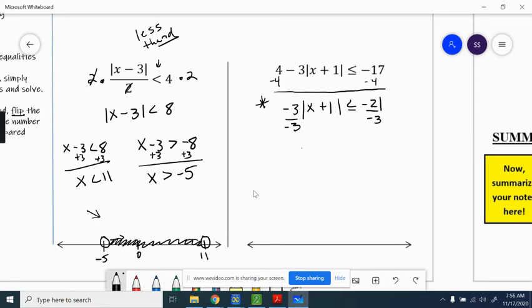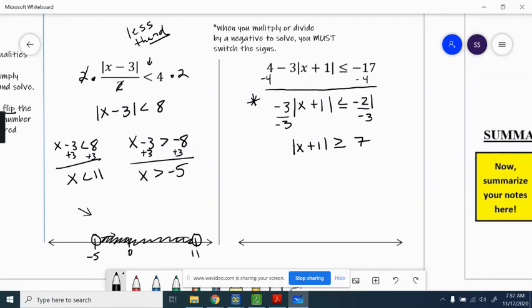Okay, so we're going to be left with the absolute value of x plus 1 is greater than or equal to +7. Okay, so let's make a note of that actually. Go ahead and write this down. Make sure you write this down. Whenever you multiply or divide by a negative to solve, you must switch the signs. Okay, so that's what we did here. We had this less than or equal to sign right here, and we switched it around and made it a greater than or equal to.